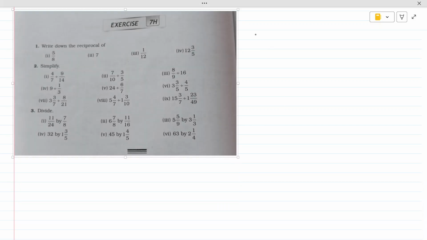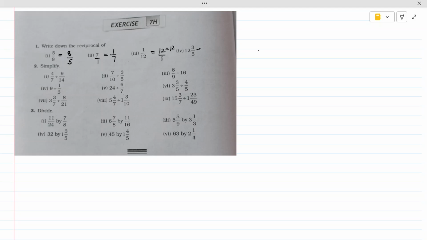Okay, so let me first just make it a bit larger so that we can see it properly. Yeah, now let's do this fast. What is the reciprocal of this? So, kids, we know what is reciprocal. It is the opposite of this given fraction. That is, the numerator becomes the denominator and the denominator becomes the numerator. This we have done in grade 5. Now, second, 7. 7 we can write it as 7 by 1. So, the reciprocal of 7 by 1 will be 1 by 7. Now we have 1 by 12. The reciprocal will be 12 by 1, which is also equivalent to 12.